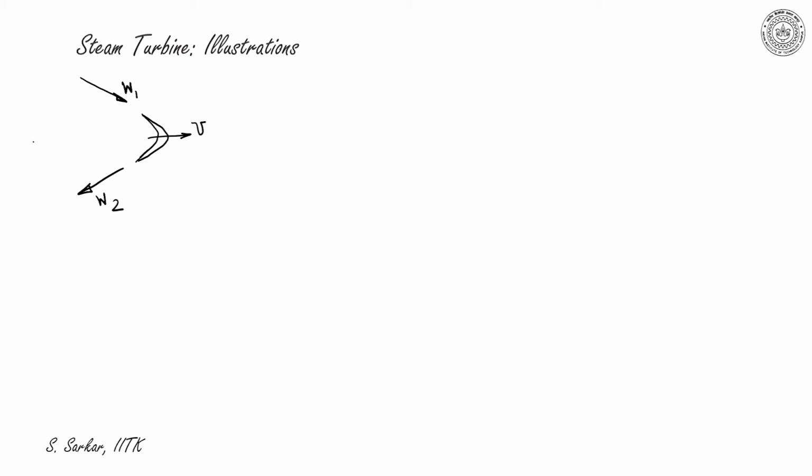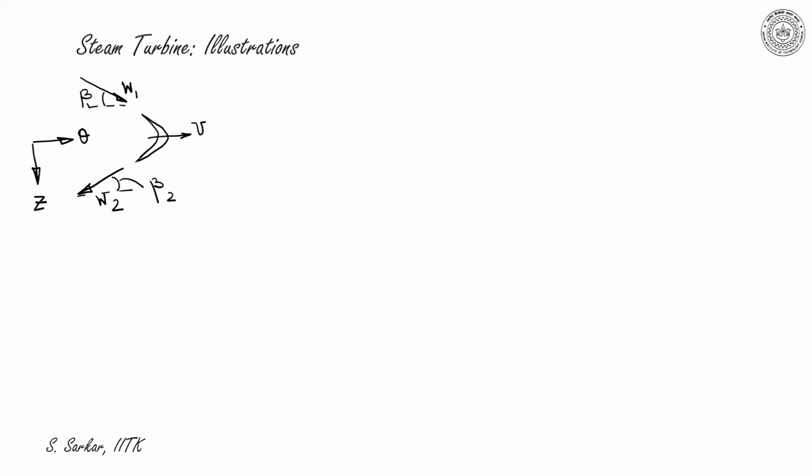This is my tangential direction theta, and this is axial direction z. So W1 makes an angle beta 1 with respect to theta, and W2 makes an angle beta 2 with respect to theta direction, that is tangential direction.